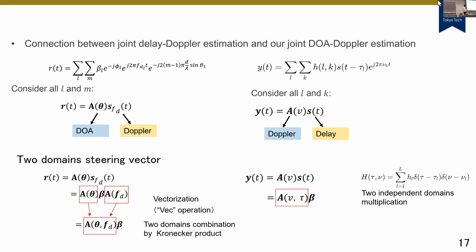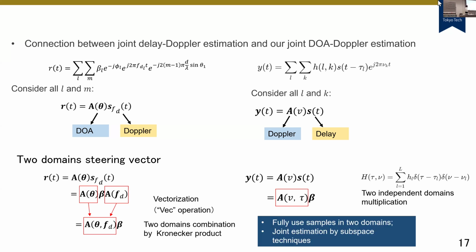For example, like this. We use the vector operation to combine the delay and Doppler into one combined domain. This actually has some difference from the previous one. In the previous OTFS channel, we can find that this channel model H actually is the multiplication of two independent domains like this, right? However, in our case, it's not a multiplication of two independent domains. It's the vector operation to combine these two domains by this Kronecker product. They are different. By doing this, we can fully use the samples in two domains, and also we can use the subspace technique to jointly estimate the delay and the Doppler. So this is the connection between our project and this OTFS channel. Maybe we will conduct this research in the future.